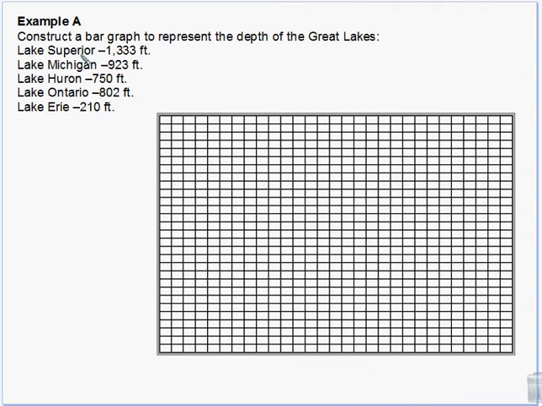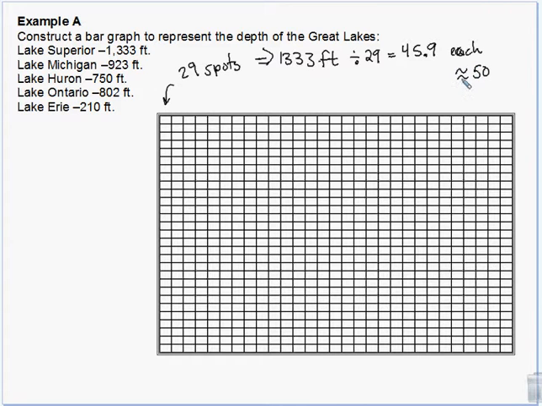So I am constructing a bar graph to represent the depths of the Great Lakes so I can quickly see which ones are deeper. I have 29 spaces here. So there's 29 spots. But I need 1,333 feet worth of space. If I divide that by 29, that gives me 45.9, which tells me that each box should be more than 45.9. So I'm going to make them 50 just to be easier. That gives me my scale.